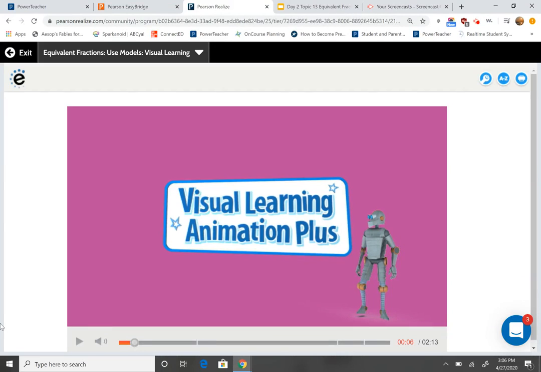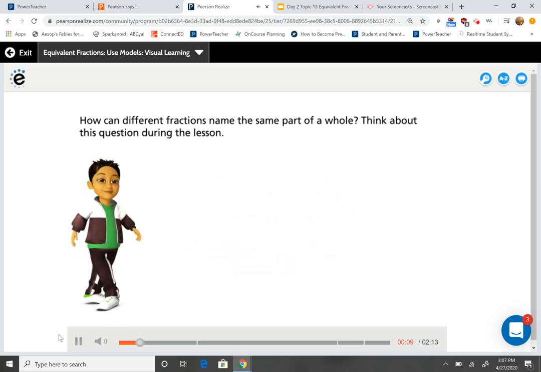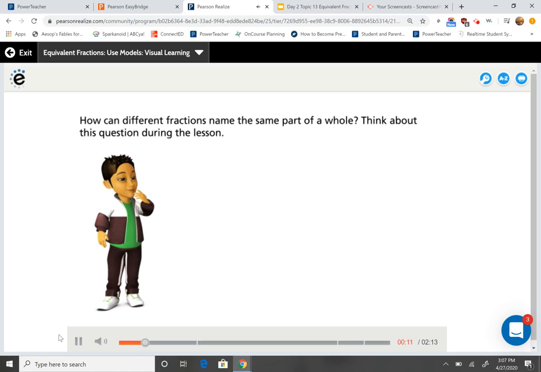Everyone. We are taking a look at day 2 of equivalent fractions using a model. We're going to start with this visual learning that goes with our program to kind of build background on what we already know. How can different fractions name the same part of a whole? Think about this question during the lesson.